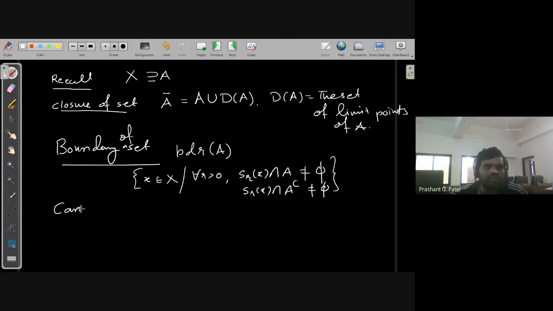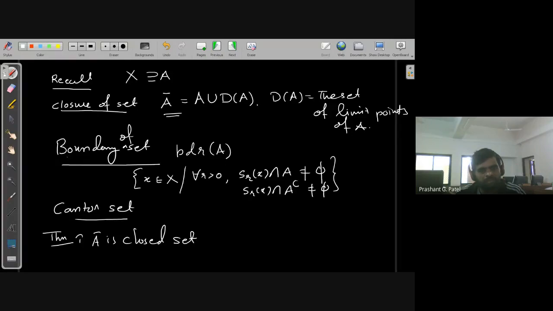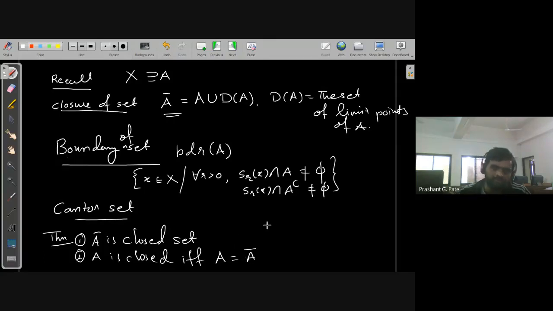We also discussed the Cantor set, and we proved that the Cantor set is a closed set. And then we discussed some related examples and theorems related to the closure. The first thing we proved is that A bar is always a closed set. This is the first result we did. The second result we did is that A is closed if and only if A is equal to A bar. This is the second result.